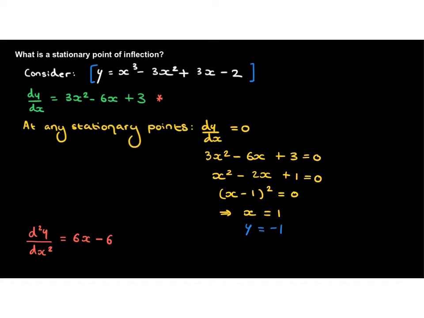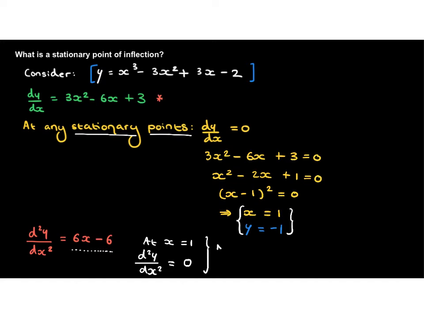And what I would like to know is, at this point x equals 1, which we've just established is some form of stationary point, what is d2y by dx squared equal to? So if we substitute x equals 1 into d2y by dx squared, we get an answer of 0. Now we know if the second derivative is positive at a stationary point, then we have a minimum point. We know if the second derivative is negative at a stationary point, then we have a maximum point. But what happens if the second derivative is equal to 0?